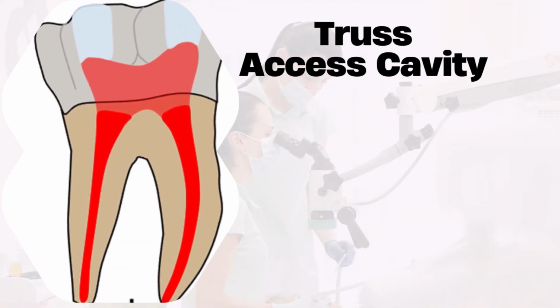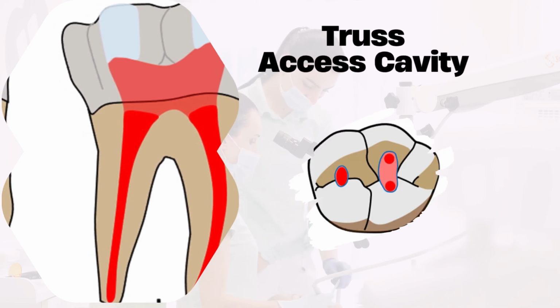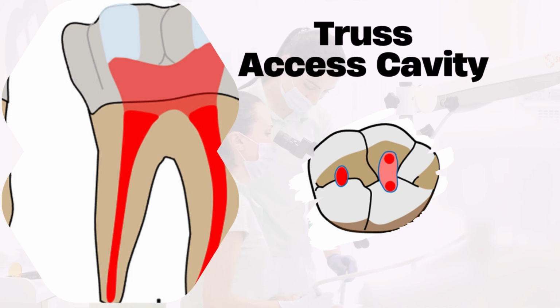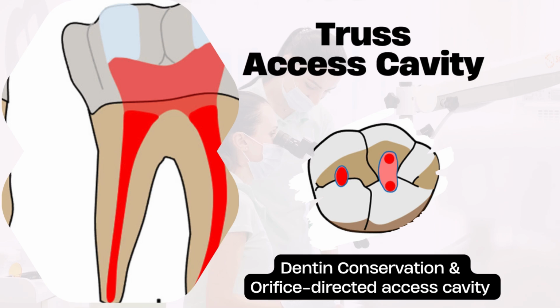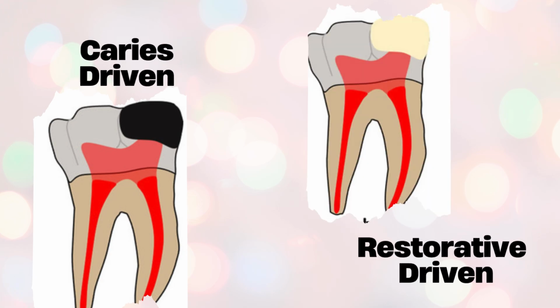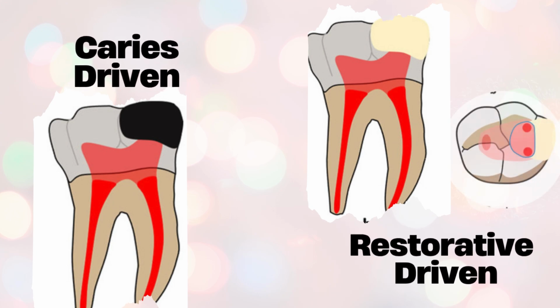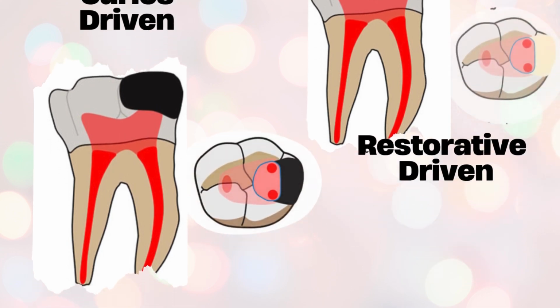Multiple holes are created in truss access cavities to reach the pulp chamber. The chamber's roof is not completely removed, acting as a load-bearing beam. Caries driven or restorative driven access cavities are made through existing restorations or by removing only the infected tissue.